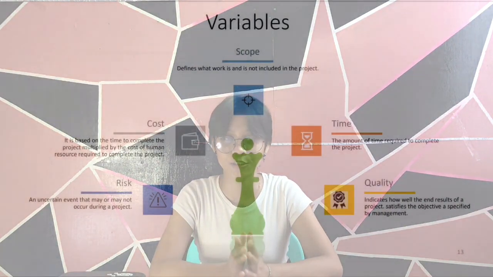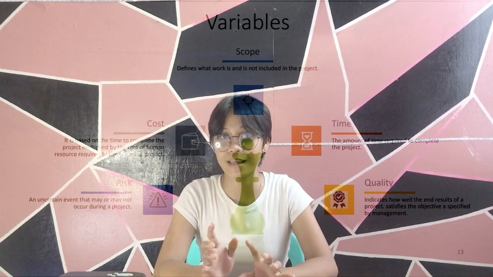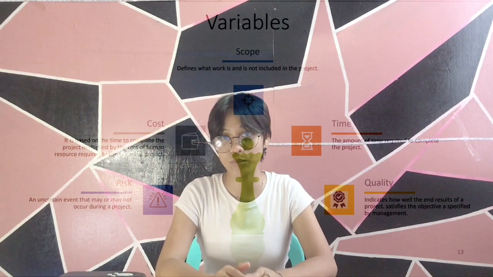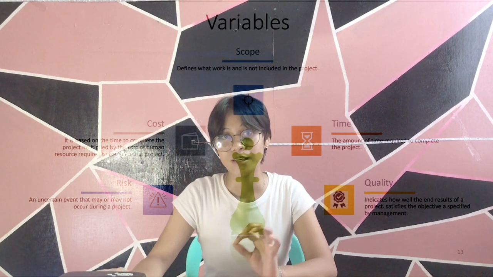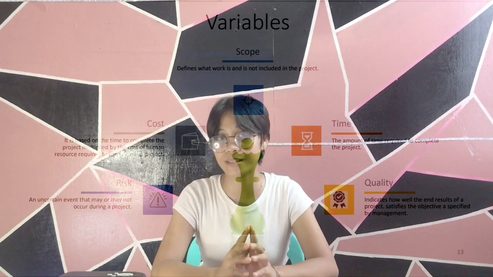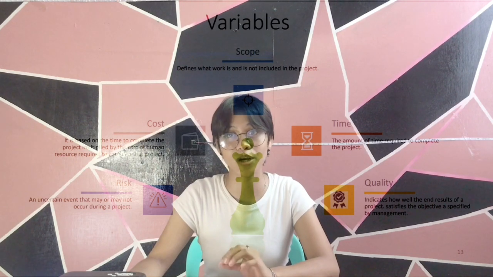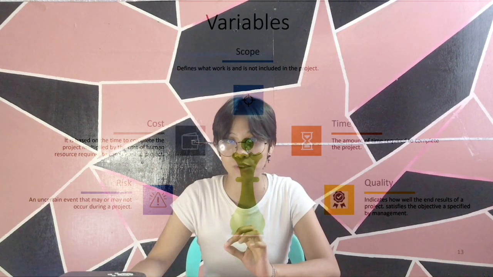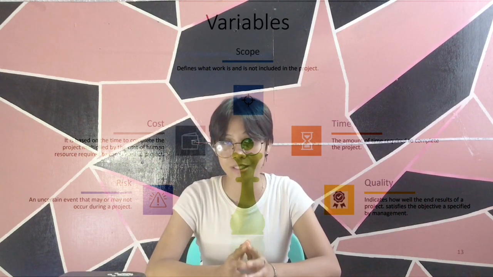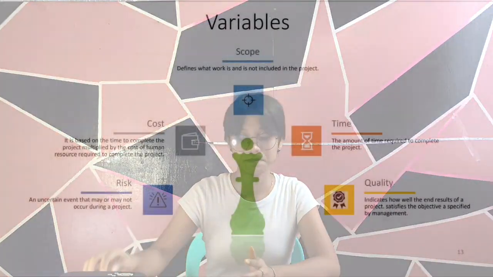So, moreover, project management must deal with 5 key variables. First, the scope refers to the extent of the project with which it is relevant. Then, time, the duration given for the completion of the project. Then, the third one, cost. It refers to the product of time and the cost of human resources required to complete the project. Then, quality indicates how well the end results of a project meet the management specified objectives. And the last one, which is risk, an uncertain event that may or may not occur during the project.